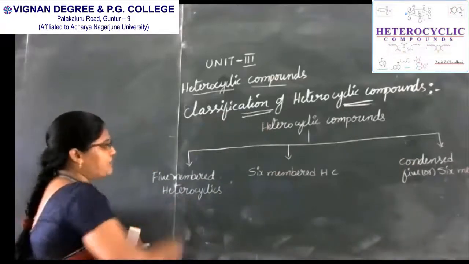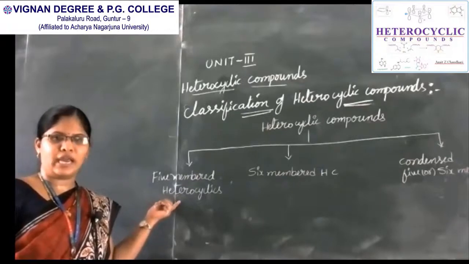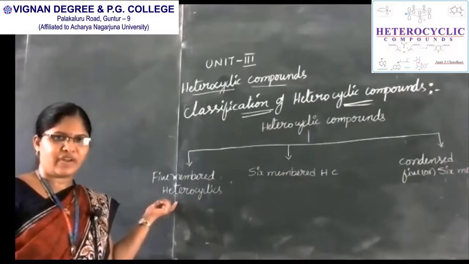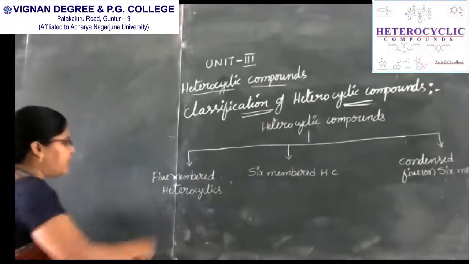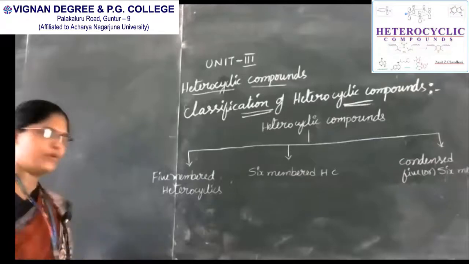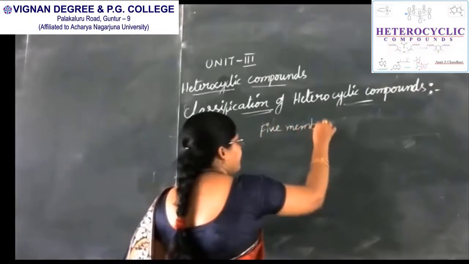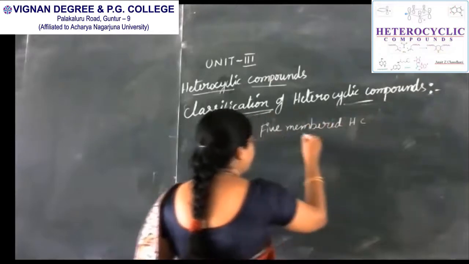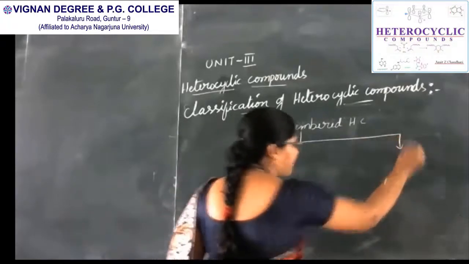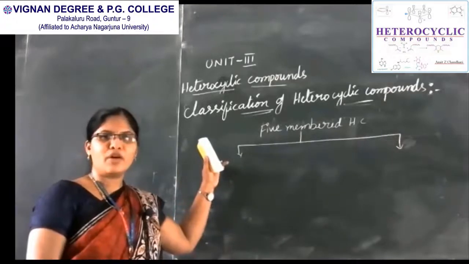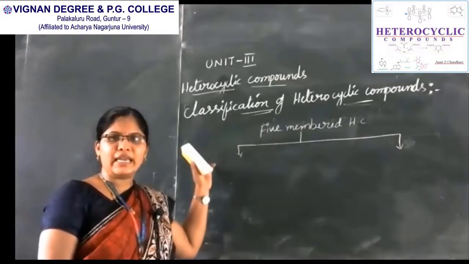Five-membered heterocyclic compounds means the ring contains five atoms, including the heteroatom. Totally, the ring contains 5 atoms, in which 4 are carbon atoms and one is a heteroatom. These five-membered heterocyclics are again divided into 2 types, depending on the number of heteroatoms.